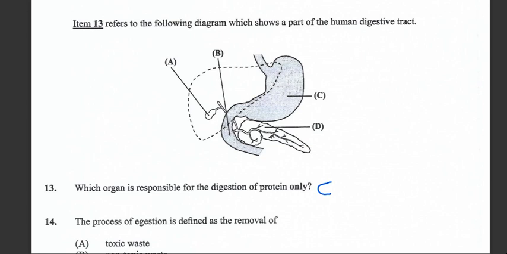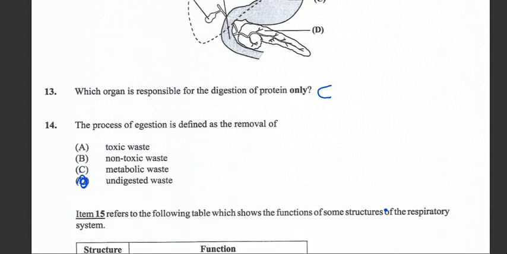Alright, so number 14 says the process of egestion is defined as the removal of, and we're talking about egestion, guys. We're not talking about digestion. So egestion would be the removal of undigested waste. It removes the undigested waste out of your body. All right, so that would be the undigested waste. So the answer for number 14 here would be D.